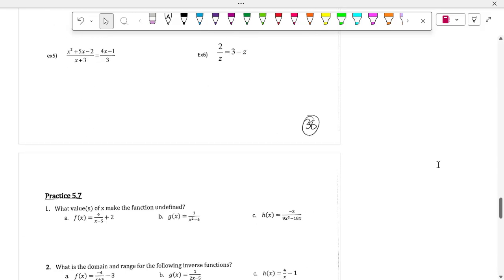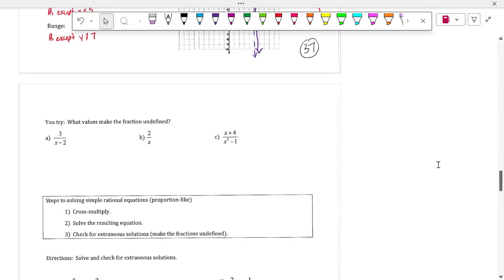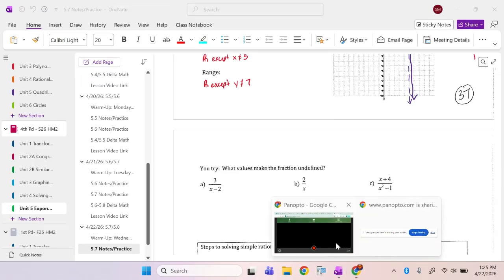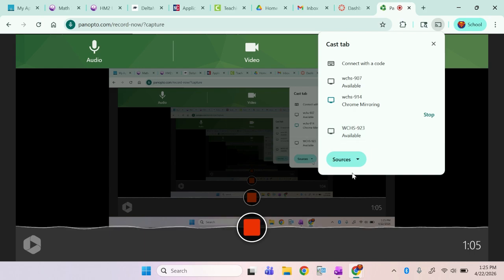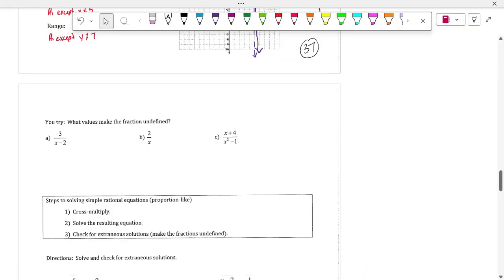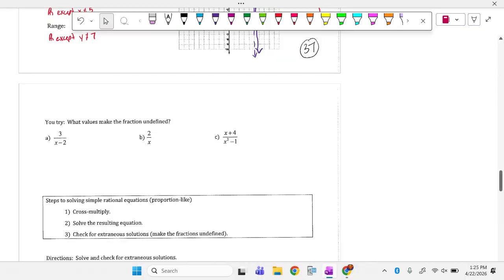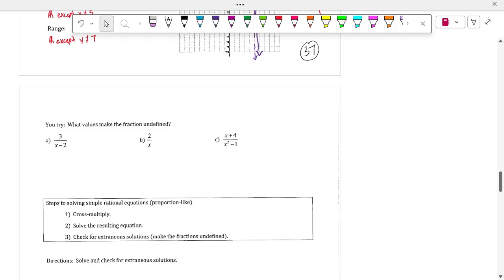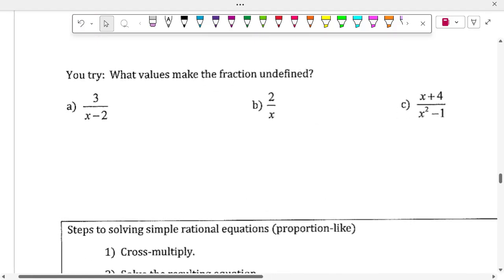Okay, I'm on page 38. So yesterday we talked about graphing rationals. Now we need to solve rational equations. All right, so first off, just to review, what values of x will make the fraction undefined? So how do I find that?